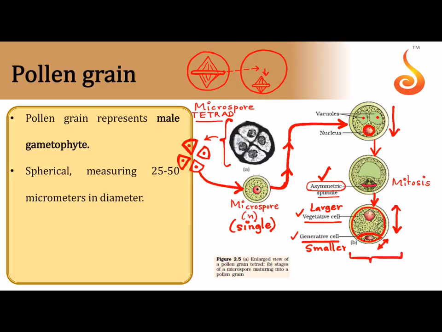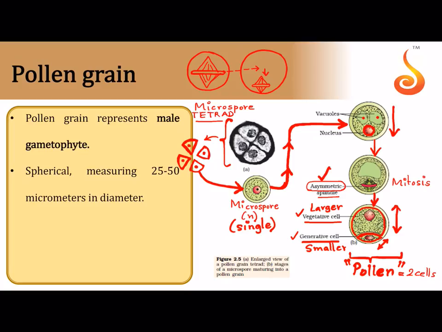Now this is what we refer to as a pollen. So a pollen grain, in about 60% of the cases, has 2 cells in it. What are the 2 cells of the pollen grain? A larger cell which is referred to as the vegetative cell, and a smaller cell which is referred to as the generative cell. Did you understand the mechanism?